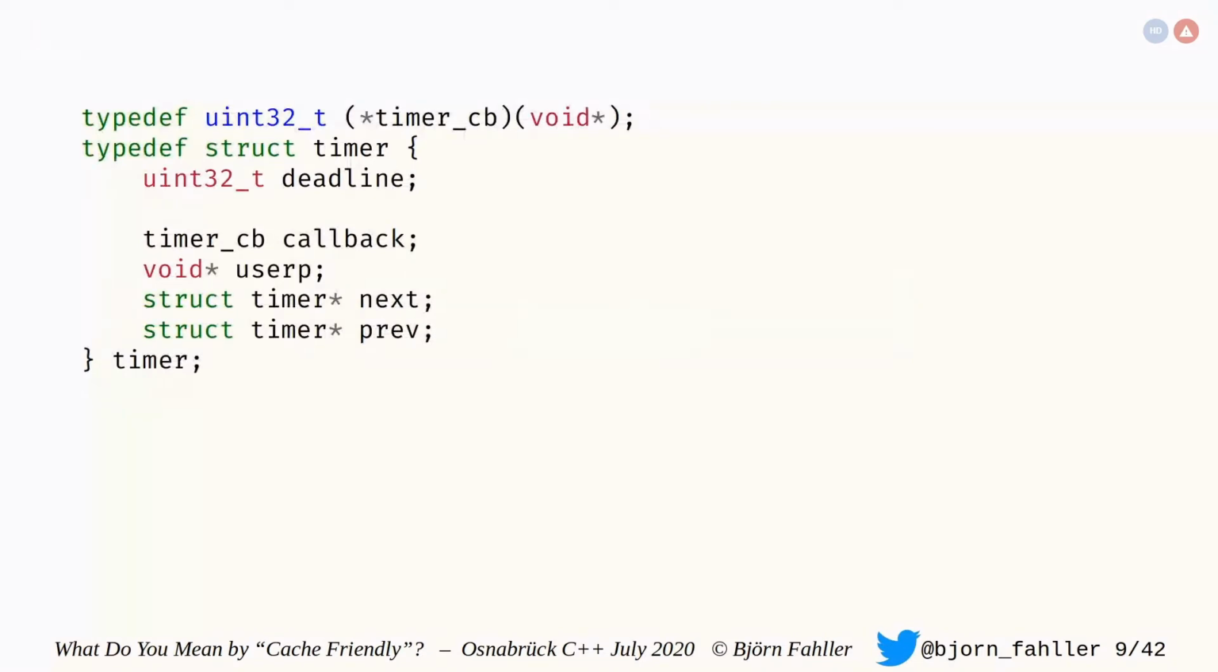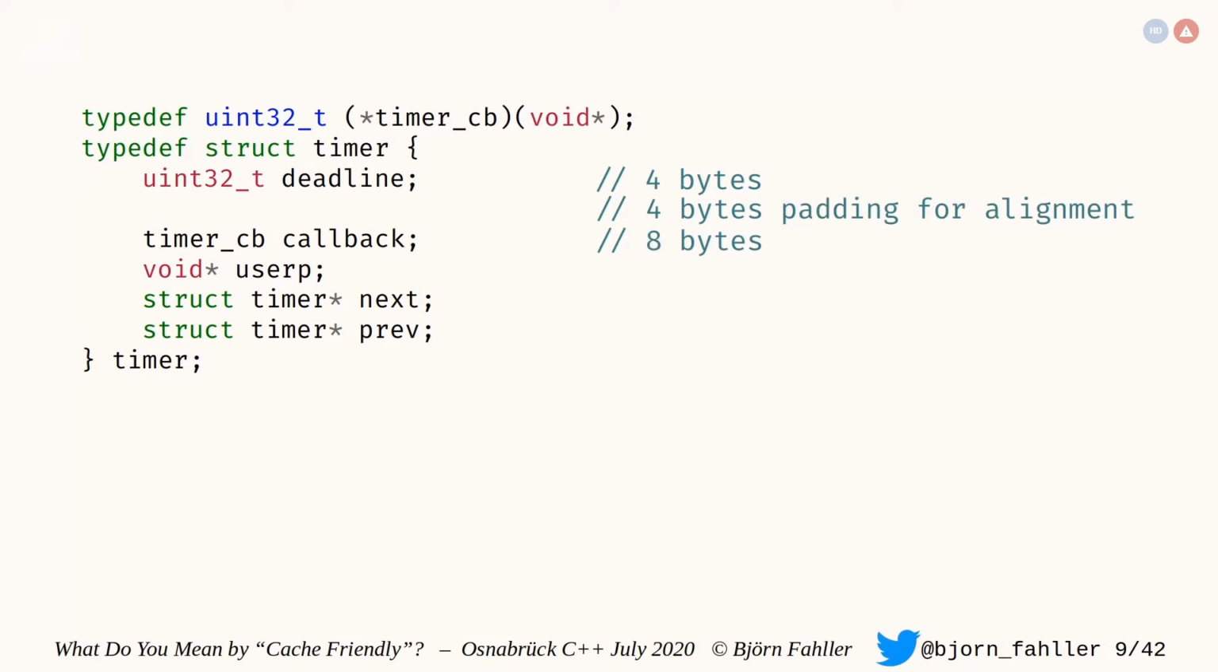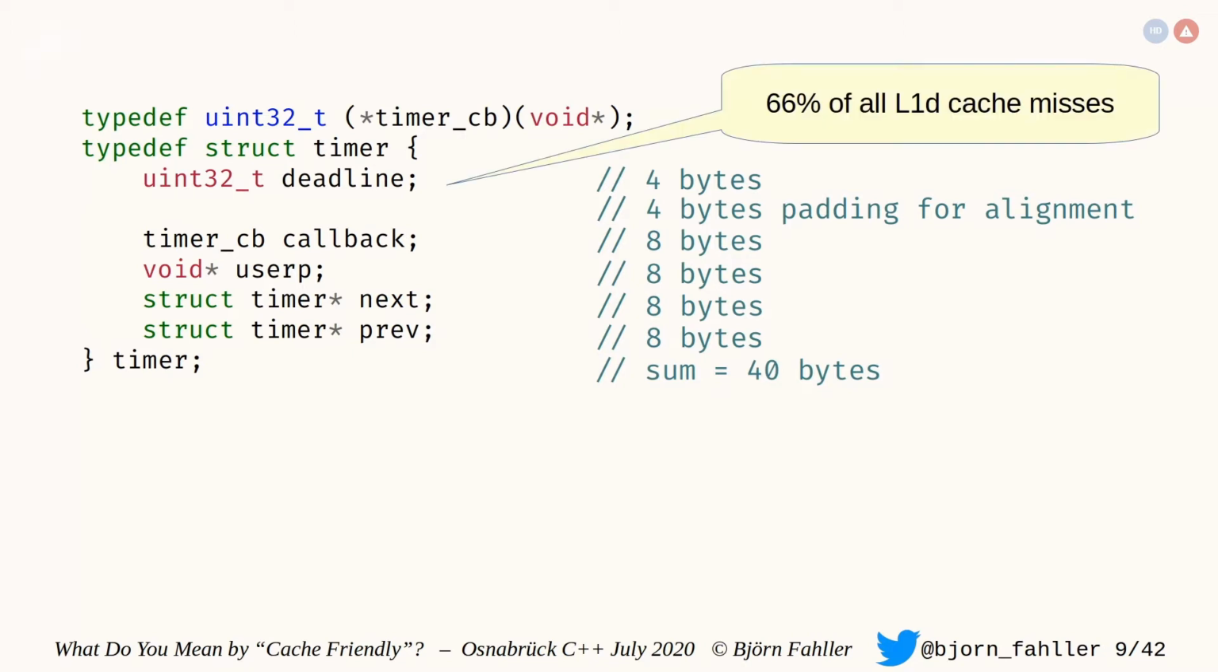Okay, so I have some information here. We have a timer, and if we look at it, we can see we have our deadline, 4 bytes, and it's the first one, as I mentioned, so offset 0. Then we have padding, because the callback is a pointer. It needs to be on 8 bytes alignment. The user pointer, next pointer, previous pointer. So all in all, this structure is 40 bytes. And we saw that 66% of all cache misses come when reading this one.